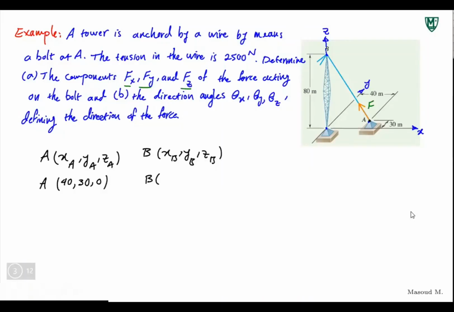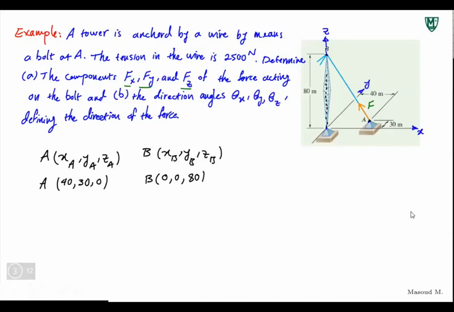So point B is here, right? Along the Z-axis, pretty much following this line going up. So this is point B. What would be the X value for point B? Would it be 0, 0, 80? It would be 0, 0, 80, right? Because it's just on the Z-axis. So when we have a point on the Z-axis, obviously X and Y are 0, right? The only thing left is the value of Z, whatever it is, which is 80 meters up.